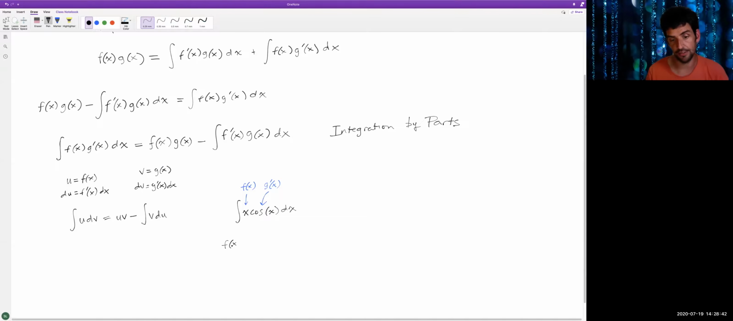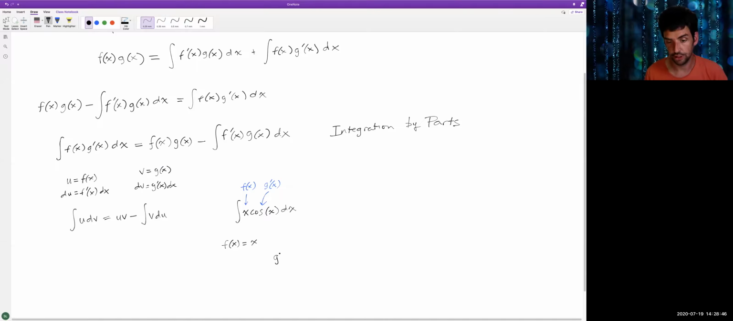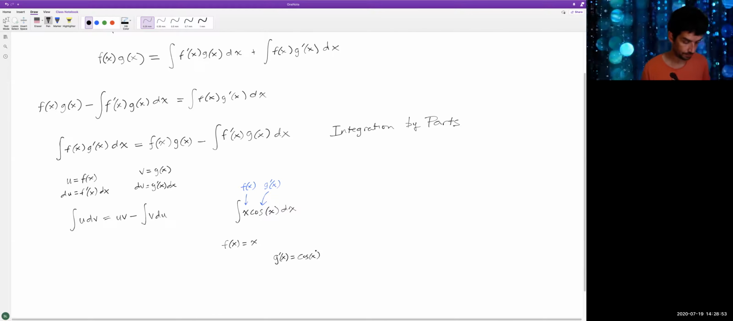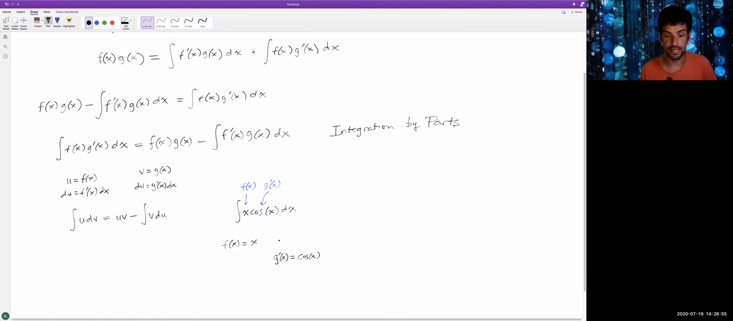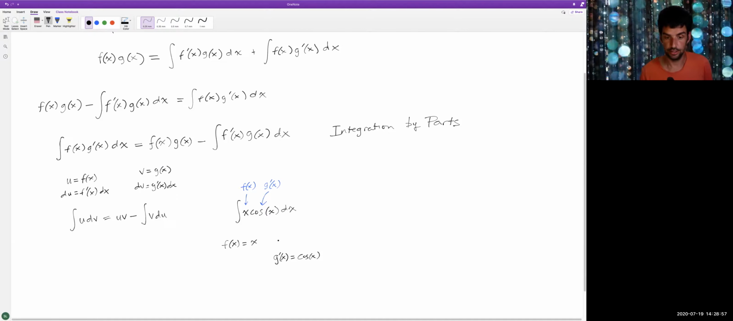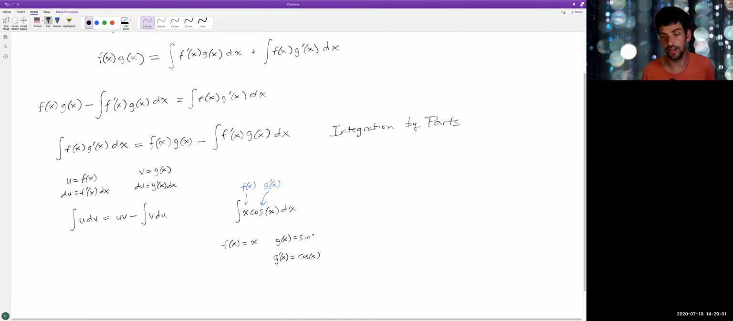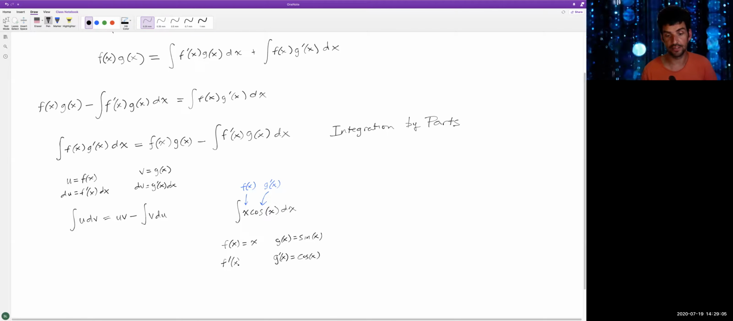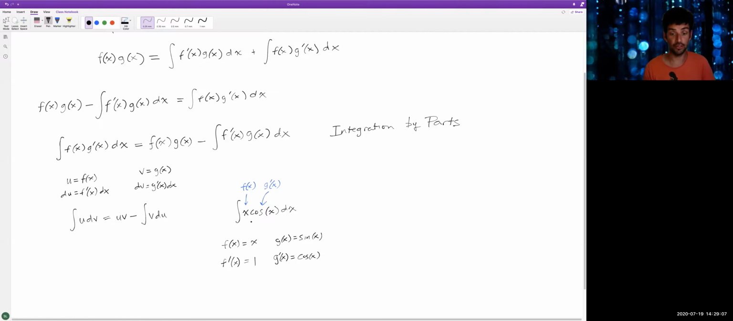If I take f of x to be x and g prime of x to be cosine of x, then g of x is sine of x, I'm taking an antiderivative, and f prime of x is equal to 1, right? So notice what I did here.